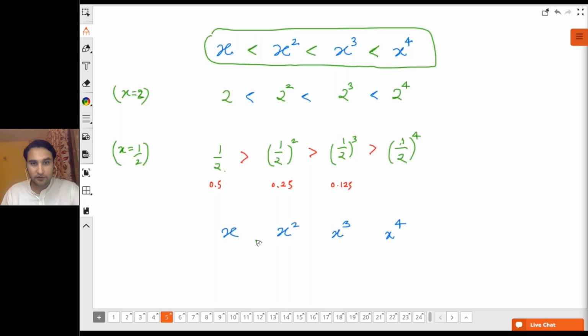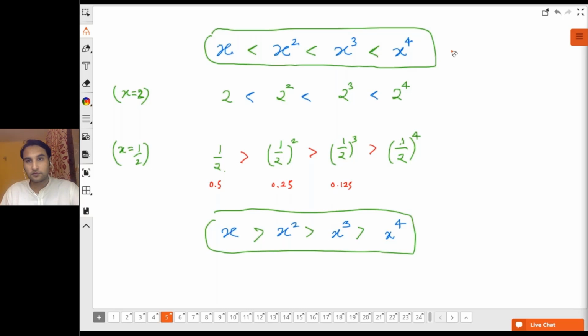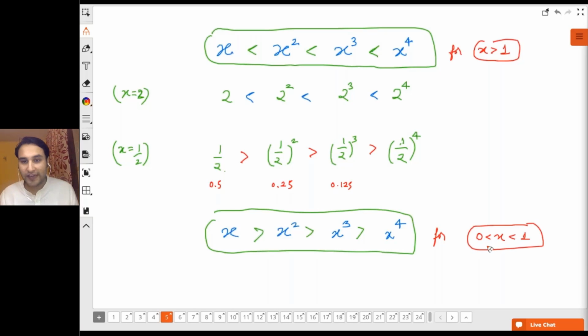Always remember this, but under the condition: if the value of x is a fraction, if the value of x lies between 0 and 1, remember, lower the power, higher the value. But if x is greater than 1, higher the power, higher the value. Extremely important.